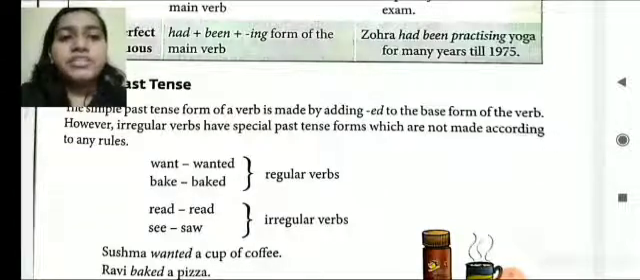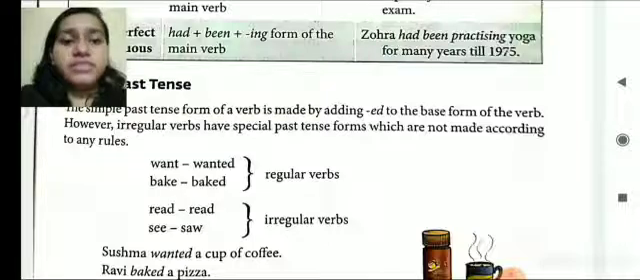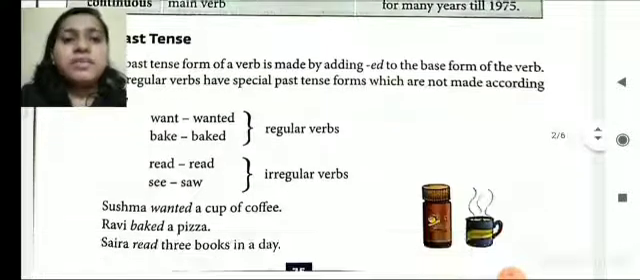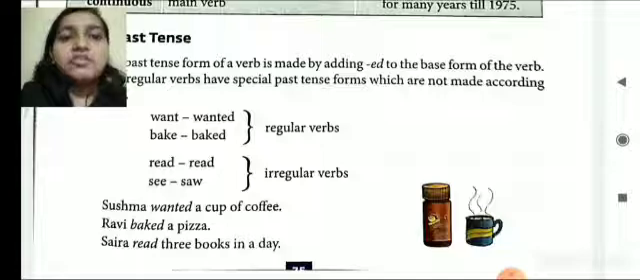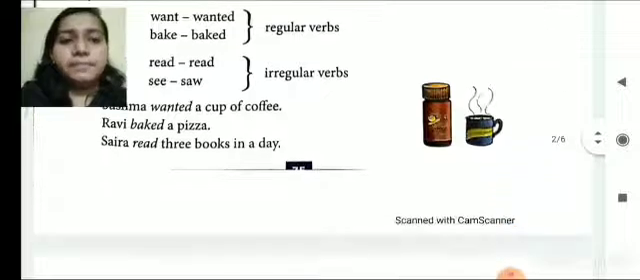For example, for the regular verbs, want will be changed to wanted, bake will be changed to baked. Read, read. And see will be converted to saw. So here there are examples. Sushma wanted a cup of coffee. Ravi baked a pizza. Saira read, there is no proper past form of the verb, so here read will be considered as read. The spelling itself is similar. Saira read three books a day.